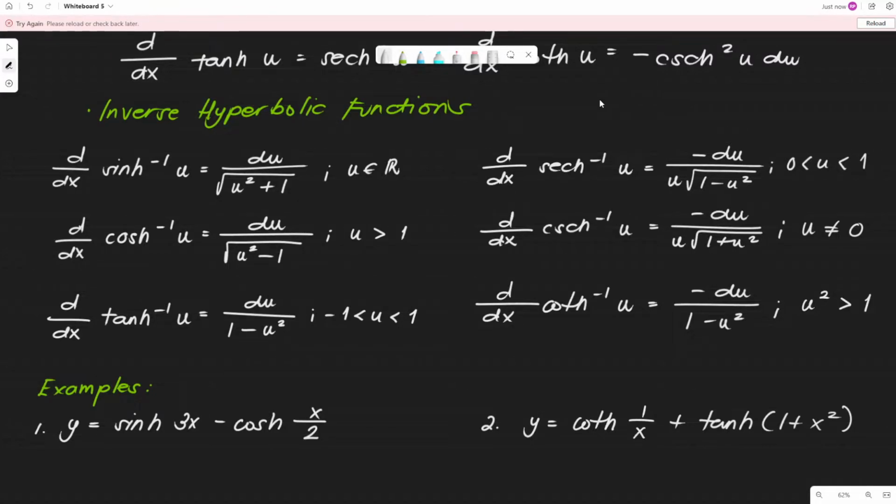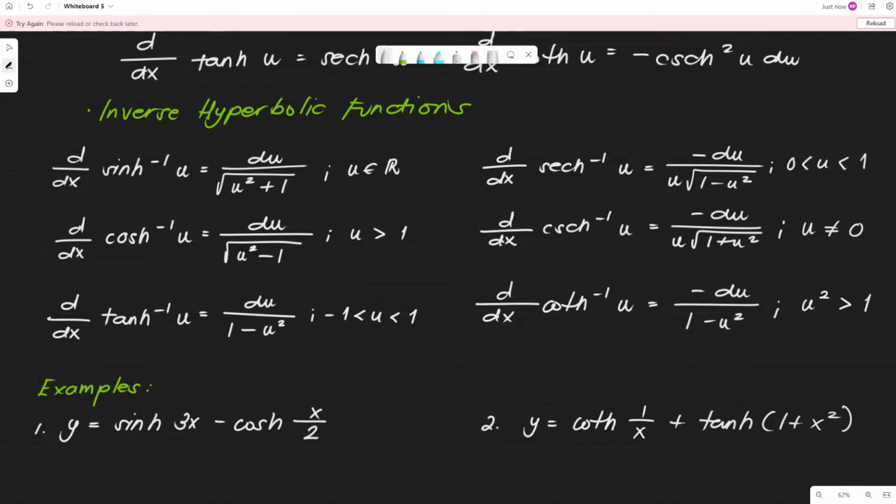And the derivative of arc hyperbolic cotangent u is equal to negative du over 1 minus u squared, where u squared should be greater than 1. Okay, so yun yung ating derivatives ng inverse hyperbolic. Okay, so you also need to memorize this one. Now, however, yung mga conditions natin dito, hindi naman siya mahalaga in the sense na hindi pa naman tayo nag-evaluate ng numerical values ng mga u natin.